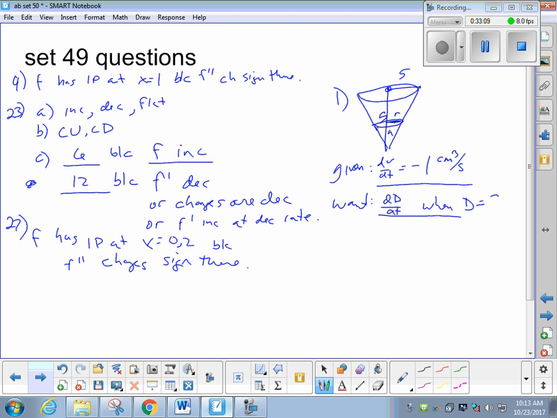When d equals 5, is that the instant? Okay, so at the instant it's about to overflow. How fast is the depth changing? Oh, maybe not. Depth is 2 meters. Oh, they're not equal. I drew my picture wrong. Sorry, this is 5. My bad. Okay. When this is 5, this is 10. They're not equal. I apologize.